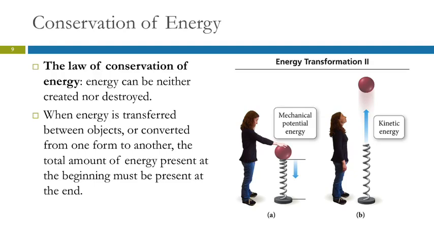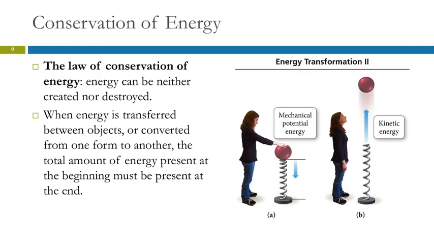So the law of conservation of energy states that energy can be neither created nor destroyed. So we can't make new energy. We can transform energy. We can find energy and make use of it. We also can't destroy energy, but energy can be lost from a useful form to a non-useful form. So whenever we transfer energy between objects or convert it from one form to another, the total amount of energy present in the universe is going to be the same.